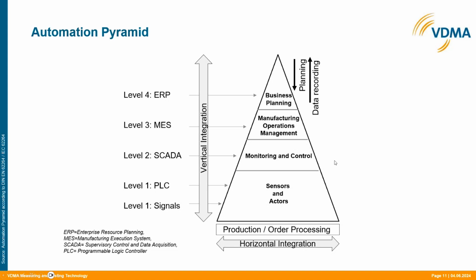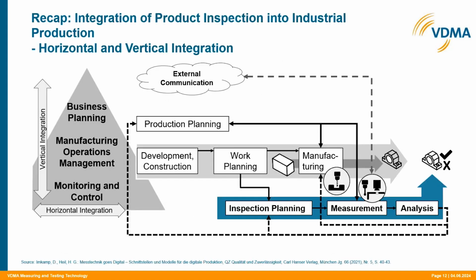And how do both parts fit together? This is shown here in this picture, where we see we have this horizontal integration and also the vertical integration. This is actually what we wanted. This is the challenge that we wanted to tackle. So how can this measurement device, which can be tactile or optical, I forgot to mention that before, there's a variety of sensors, be integrated into the horizontal and vertical shop floor?